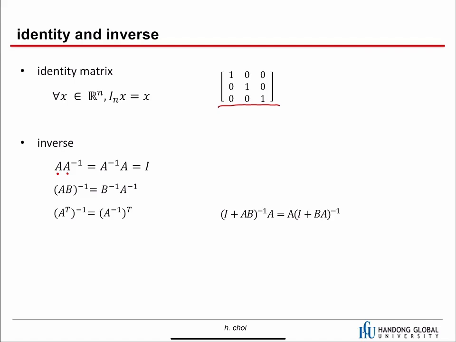And the inverse of A times B is B inverse times A inverse. And A transpose inverse is A inverse transpose. And we can have this kind of complicated inverse matrix. You can try this matrix by yourself.